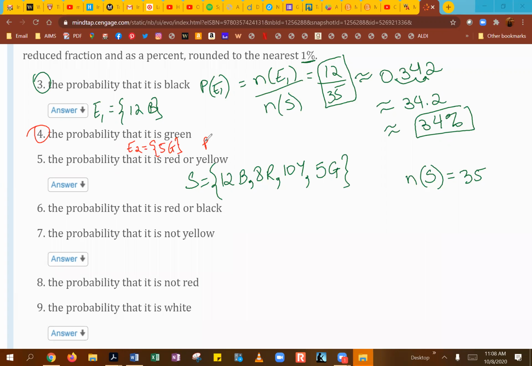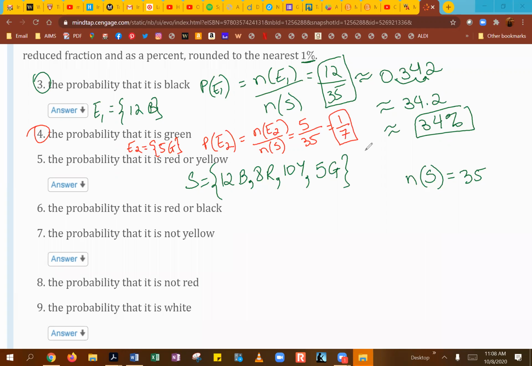So when you look at the probability for event 2, that is going to be the number of outcomes you have in event 2 divided by your outcomes in the sample space. So there's only 5 in event 2, 35 in our sample space. And yeah, very nice. So you guys are reducing your fraction. 5 goes into itself once. 5 goes into 35 7 times. So the reduced fraction is 1 over 7. So yeah, you guys have that.